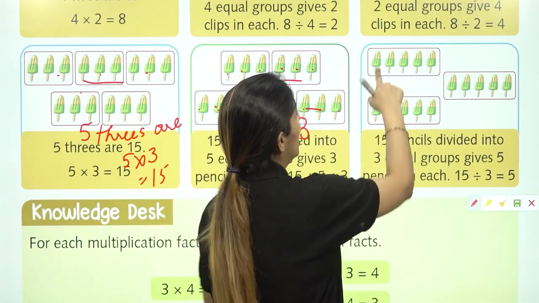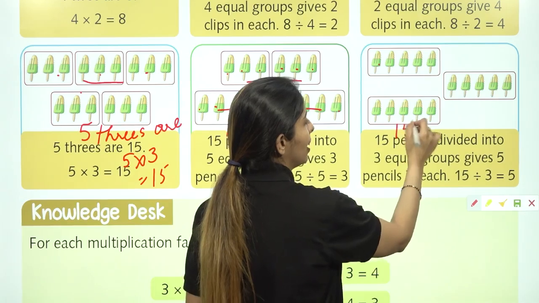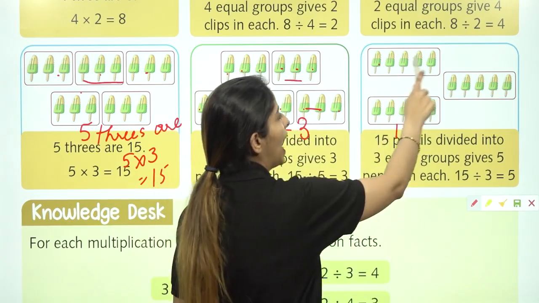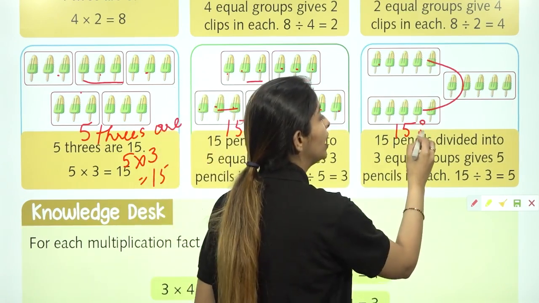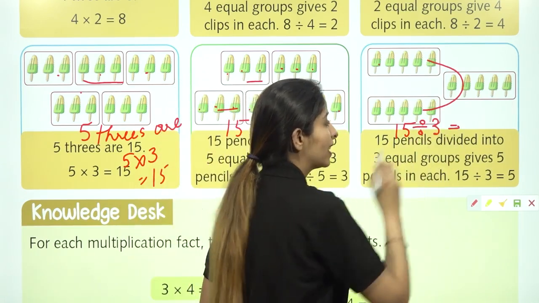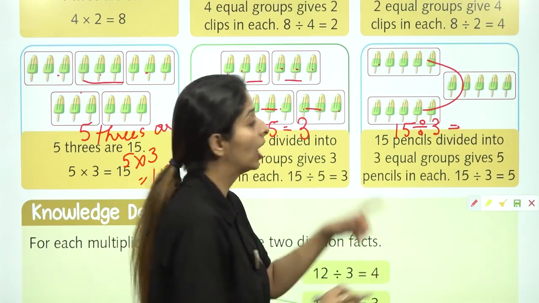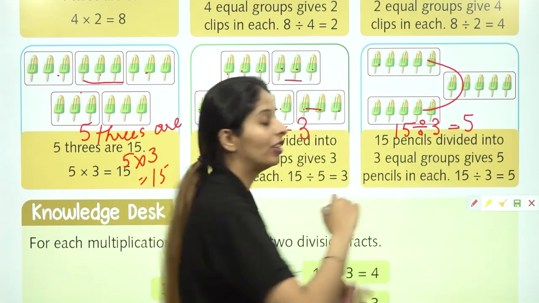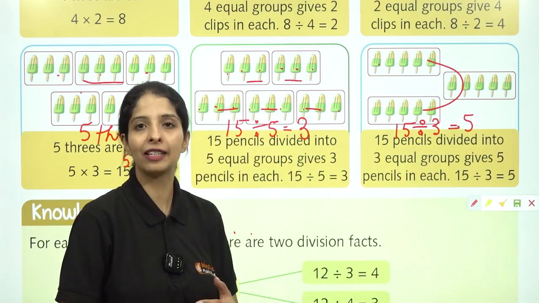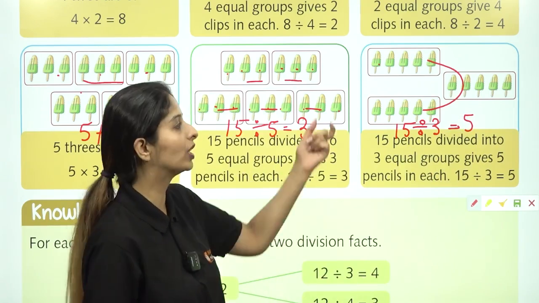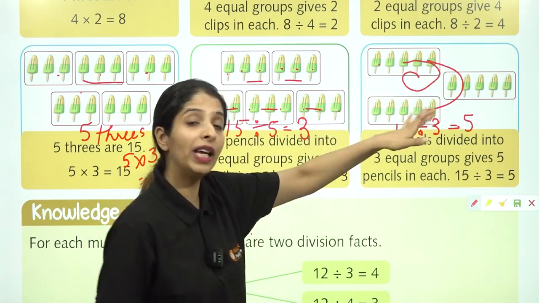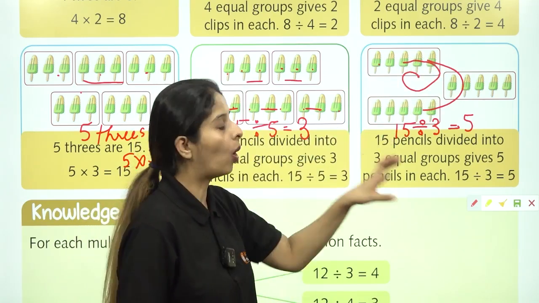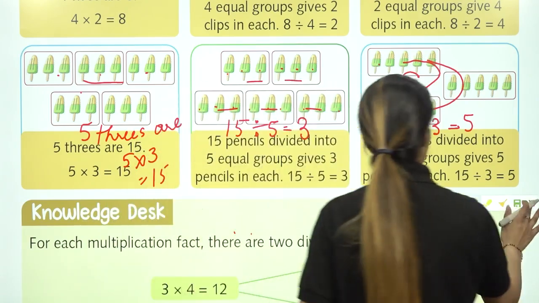Next we have a total of 15 ice creams. That is clear. Now how many groups do we have? We have 3 groups. So to find out in each group how many ice creams there are, we divide it by 3. So the answer will be 5. So we have 5 ice creams in each group. This is how we divide equally all the things in all the groups.